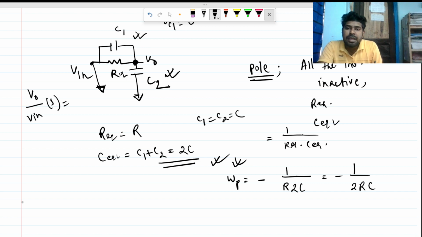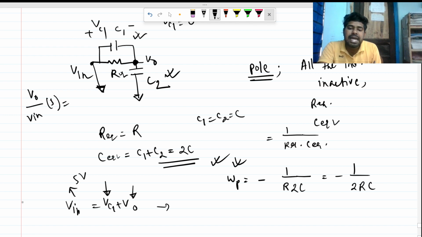And if we make this VC1, then if we write KCL, KVL, this will be nothing but VC1 plus VO. So we can see that if we fix this, this will automatically be fixed, because this is given to 5 voltage. So basically there is only one state variable, an independent state variable.